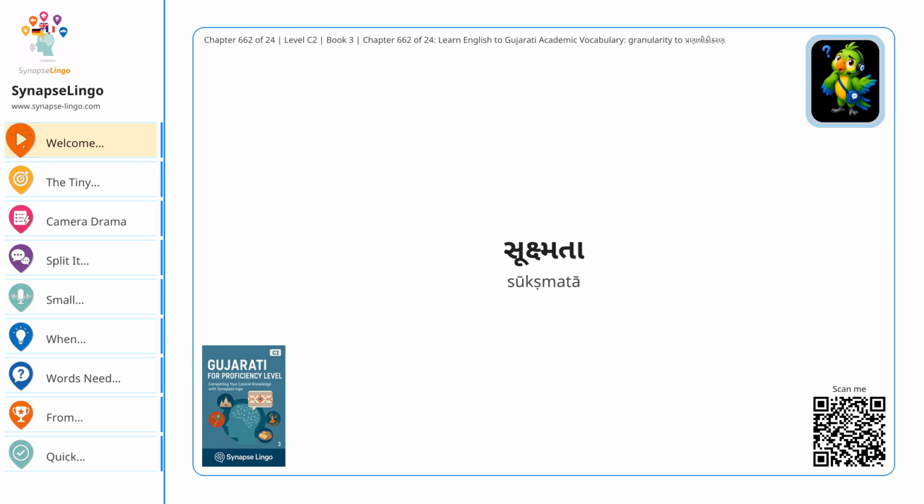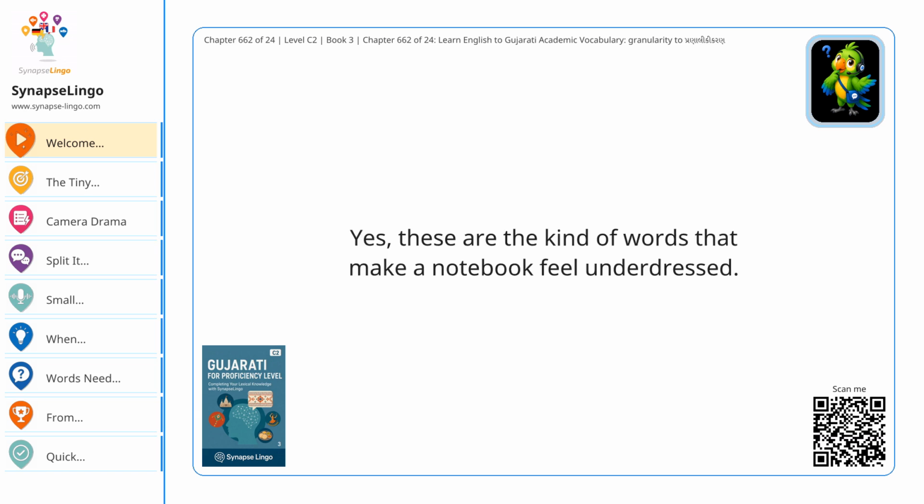Granularity is સૂક્ષ્મતા. Depth of field is ક્ષેત્રની ઊંડાઈ. Differentiation is ભેદીકરણ. Nuance is સૂક્ષ્મ ભેદ. Clarification is સ્પષ્ટતા. Contextualization is પ્રસંગીકરણ. Abstraction is અમૂર્તીકરણ. And systematization is પ્રણાલિકીકરણ. Yes, these are the kind of words that make a notebook feel underdressed.